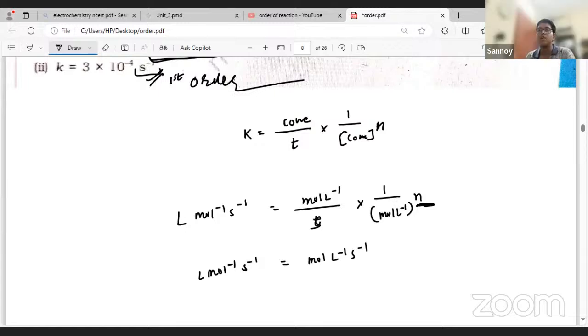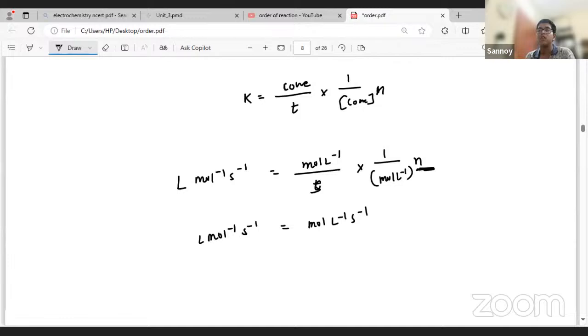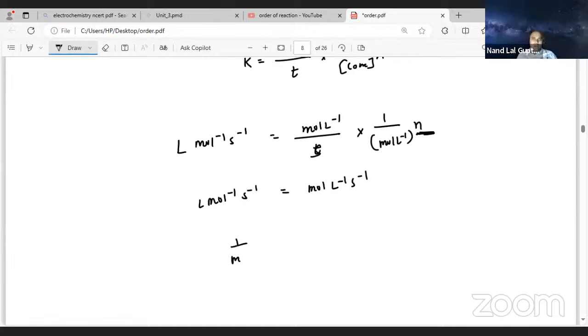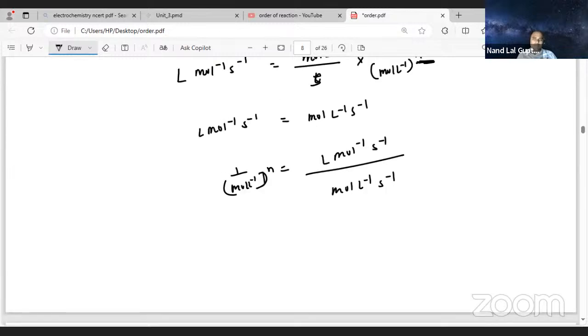Yes, sir. Coming only. Okay. So 1 upon mole, liter inverse, power n is equal to liter, mole inverse, second inverse. I'm just trying. Here is mole, liter inverse, second inverse. Is it possible to get the answer in this form? The n value will come.